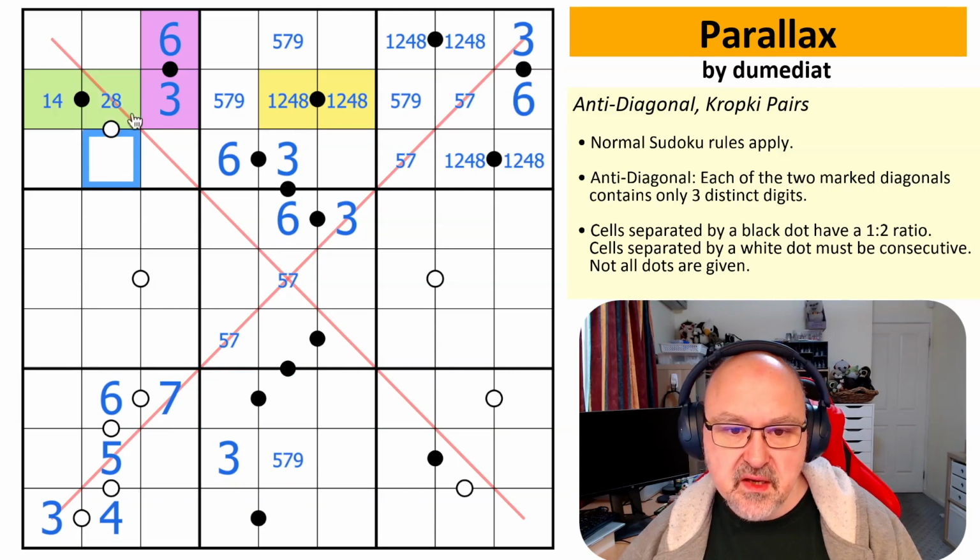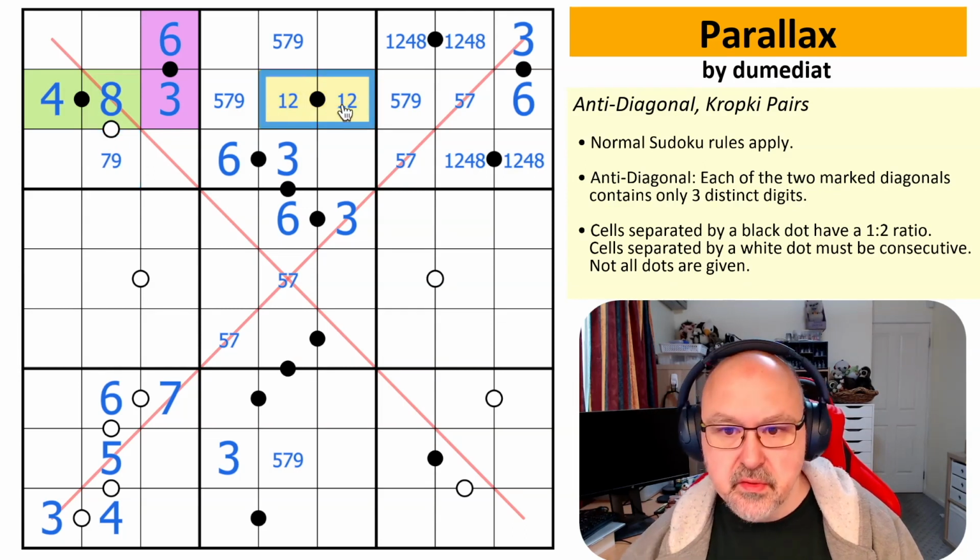So 2 here, it would go 1, 2. Well, this can't be 1, 2, 3. There's a 3 there. This is 4 and 8. 8 goes with 7 or 9. So this is the 1, 2.